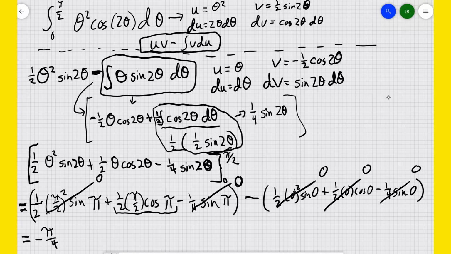So I think my final answer is just going to be negative pi over 4. If I did it all right. I hope I did. Maybe if you find an error in my work, send me a text about it. Alright, on to the next problem.